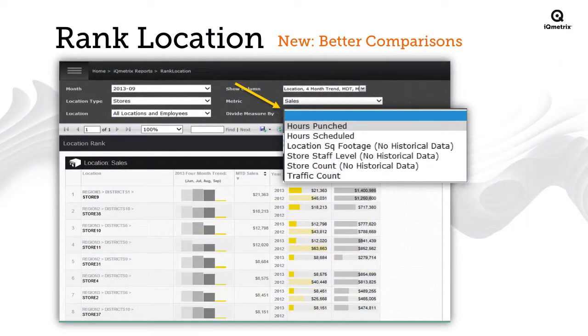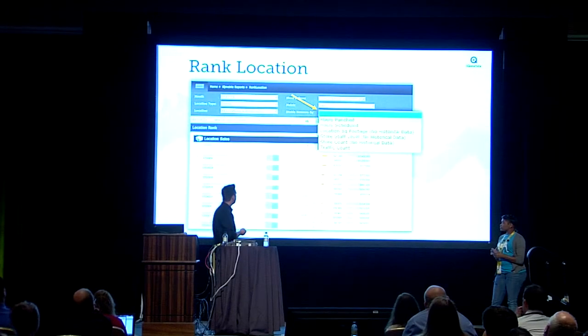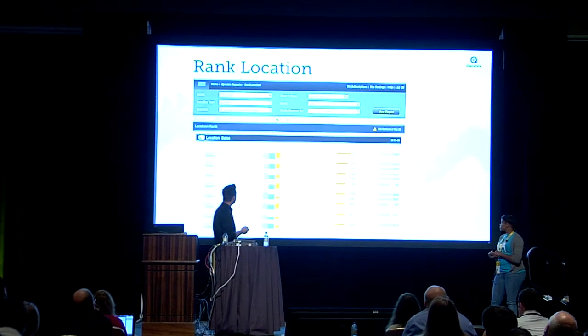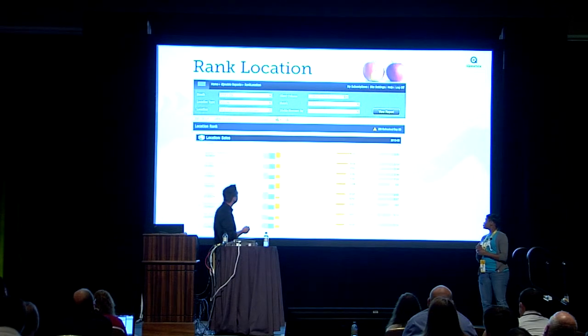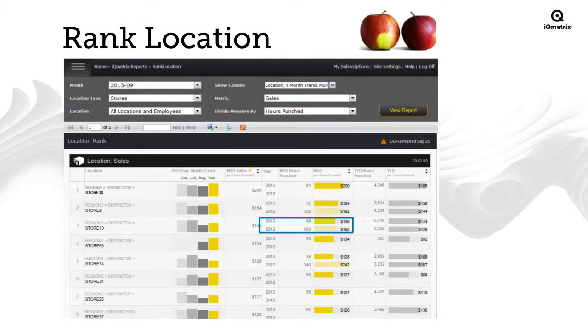Here's a new, really cool feature. There's a new parameter, and it's called divide by measure. So we can choose to divide whatever we've picked up top, in this case sales, by hours punched, hours scheduled, the square footage of our locations, traffic count, etc. And this turns out to be a really awesome thing because we get an apples to apples comparison.